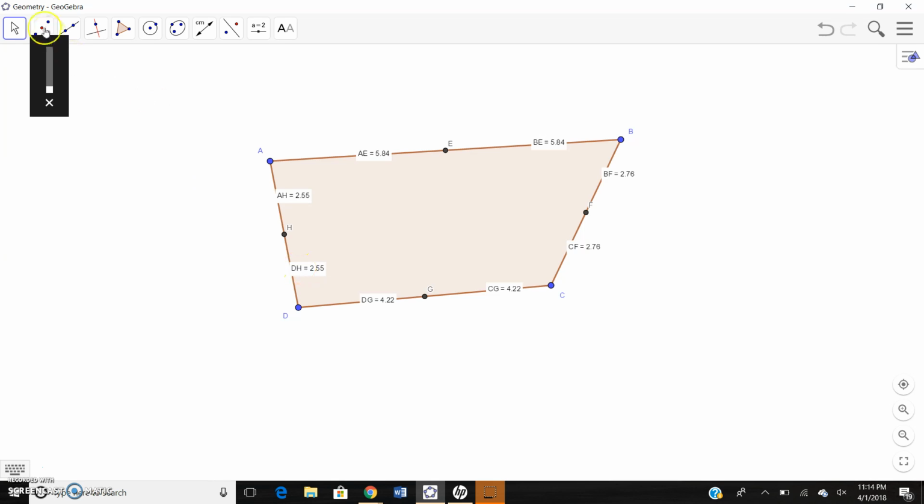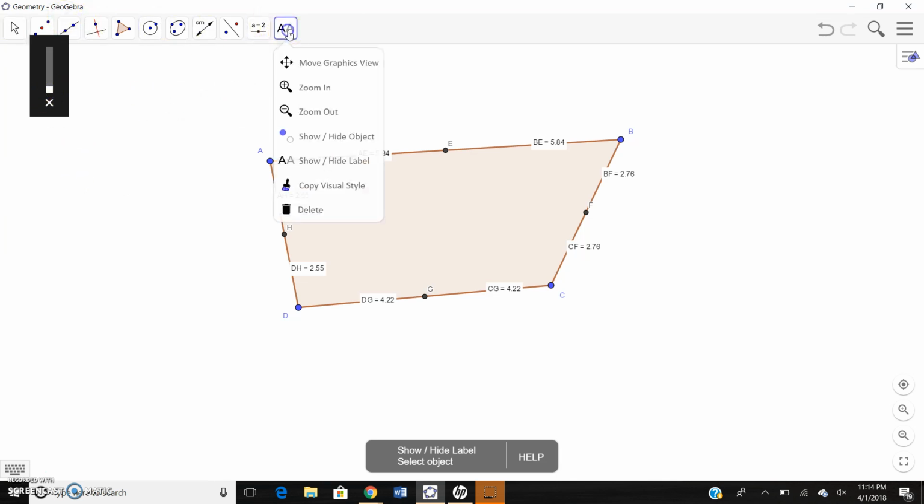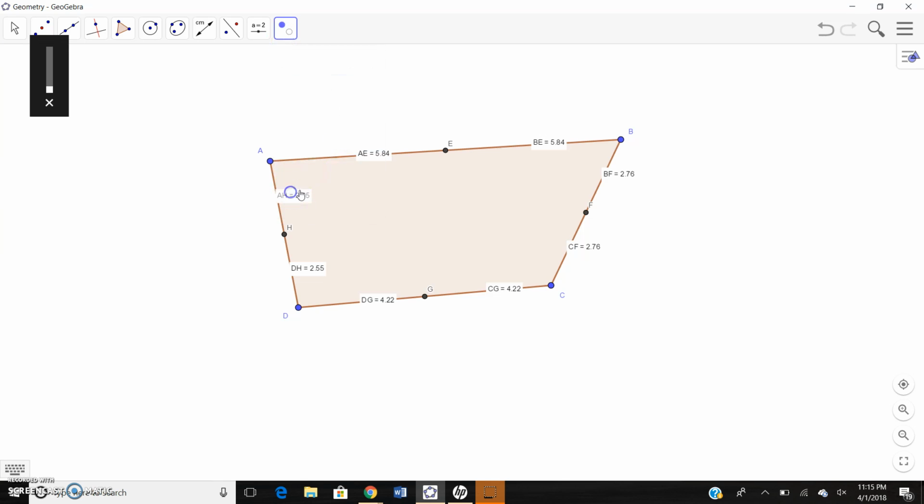So they will always be the midpoints of those sides no matter what I do to A, B, C, and D. And I can't actually move them. So I will never have to worry about them changing from being midpoints. And so let's hide all of that.